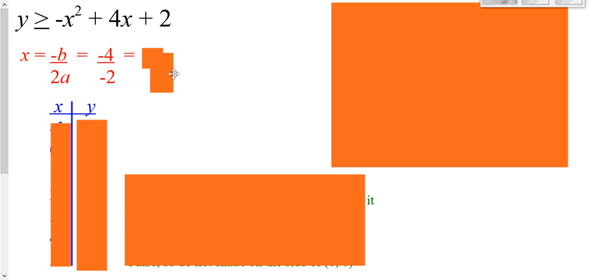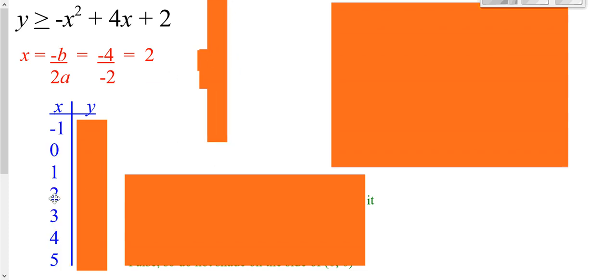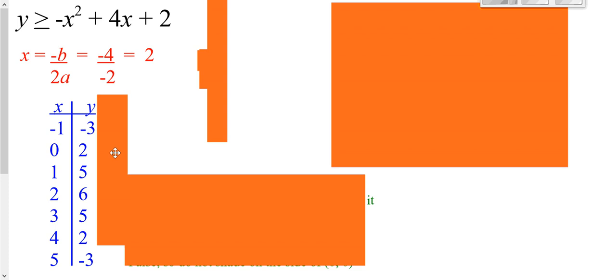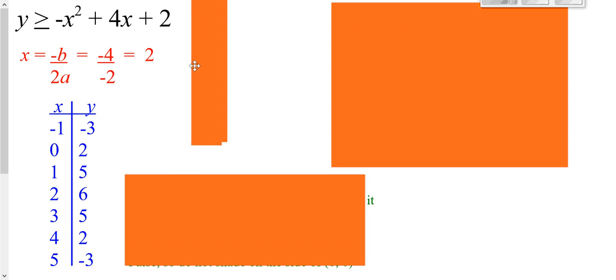So once again, negative b over 2a. Plug it in, simplify, we get 2. Try three numbers on each side of 2. Plug all this into your y equals on your calculator, doing your table set starting at -1, looking at your table, which is once again second graph, and you get these points. You plot these points: left 1, down 3, left 0, up 2, right 1, up 5, and so on. Because it's an equal to here, we know it's going to be a solid curve.